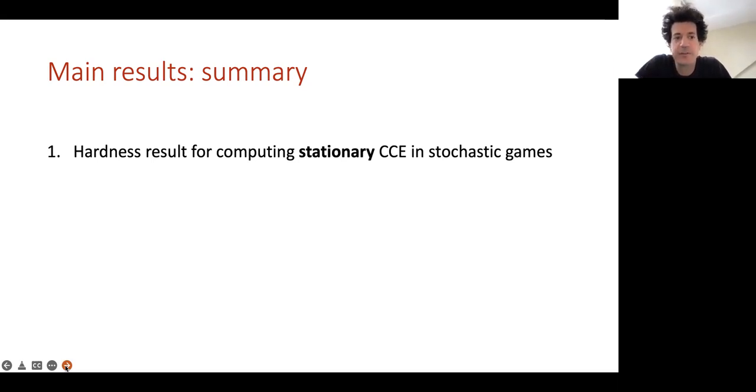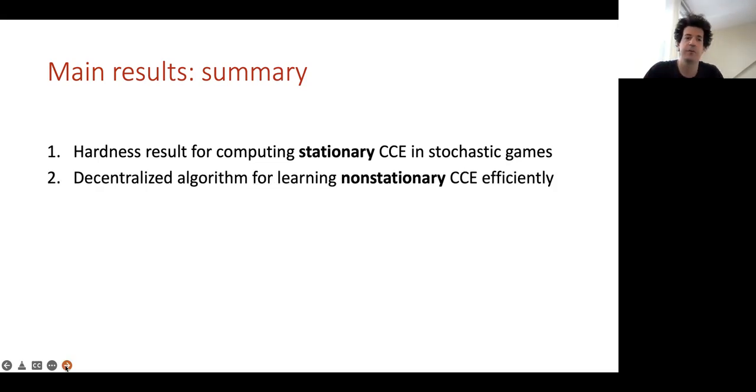So what we show in this work is that in fact computing stationary CCEs in these games is hard, and I'll tell you how hard, what type of hard it is. And for this reason, we advocate that the only option, I guess, to avoid these results is to drop something. And we provide decentralized learning algorithms for learning non-stationary coarse correlated equilibria, which are still Markov. Okay, so this was the overview and the motivation.